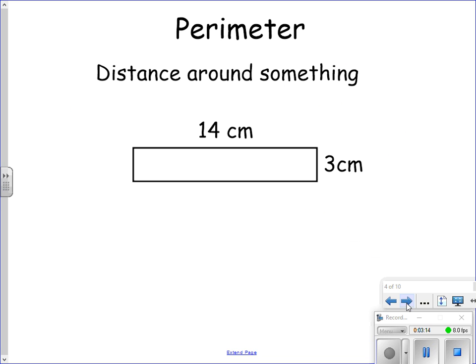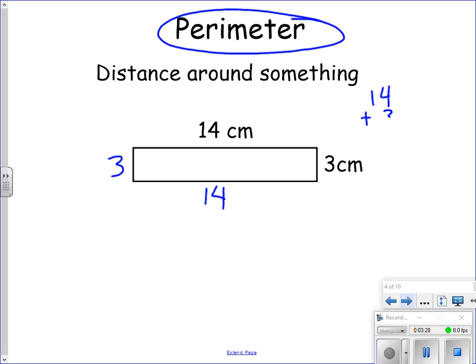Moving on. Distance around something is called the perimeter. We talked about that early on in this unit. Just add up all the sides. Don't forget, these sides are equal. So you would have to add 14 plus 3 plus 14 plus 3 to give you a grand total of, I think, 34 centimeters. Notice it's just centimeters, it's not centimeters squared, because we're only looking for the distance around the shape, not the distance inside.